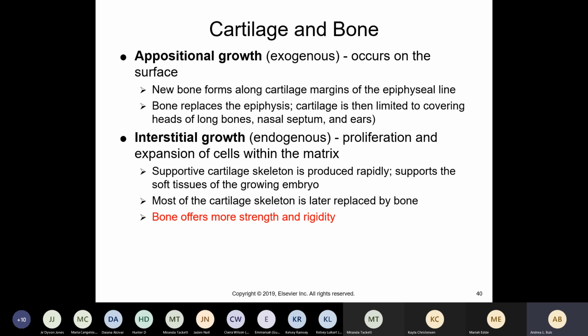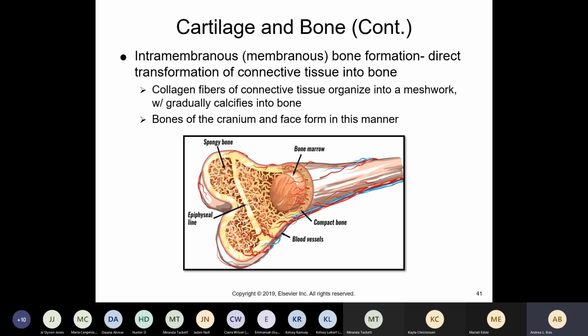Interstitial growth is endogenous, so that's going to appear inside the bone, and what is happening is a proliferation and expansion of those cells within the bone, within that bony matrix. Supportive cartilage skeleton is produced rapidly, and it will support the soft tissues of that growing embryo. Most of the cartilage skeleton is later replaced by bone. So all that cartilage that we see in little babies, most of that over time is going to be replaced with bone, because bone is going to give their body frame and structure and strength. So that's what happens as the baby grows.